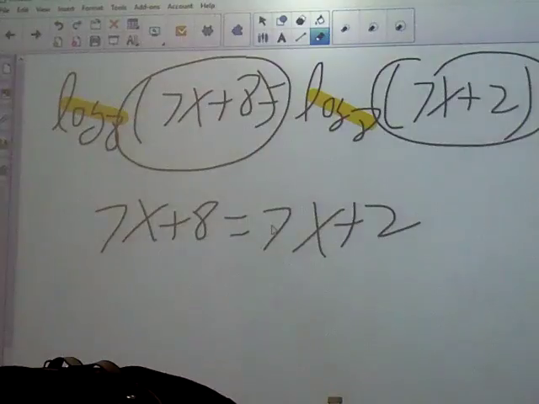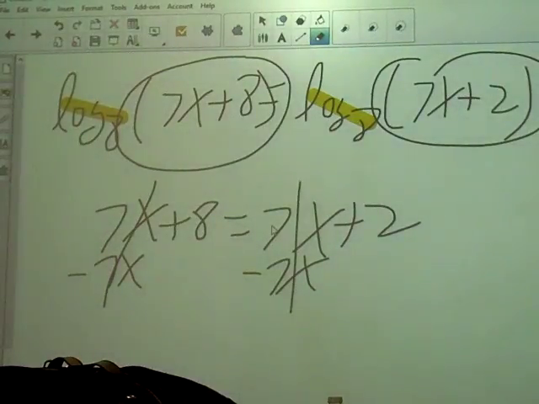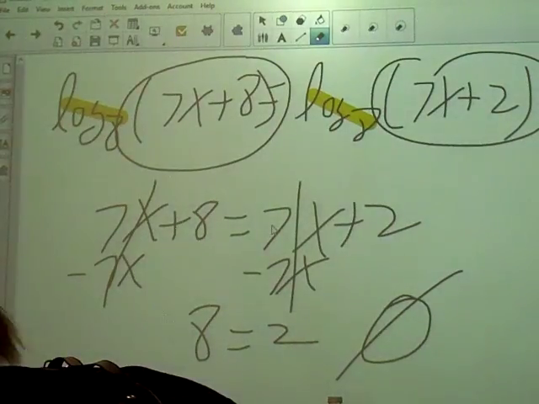Now when you start solving this, you're going to see something fishy real quick. If I go to subtract 7x, it goes away on both sides. So I just have 8 equals 2. Well, I don't know where 8 equals 2 at, but it's not around here. So when you get a false statement like that, it means there's no solution.